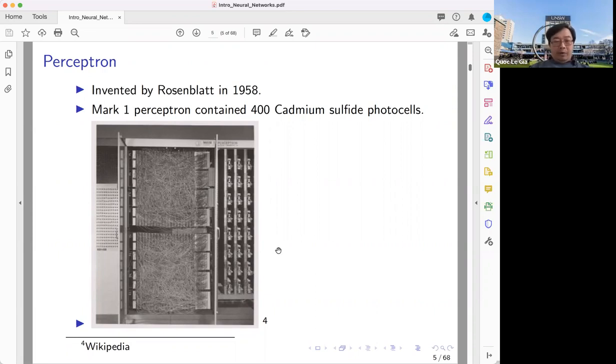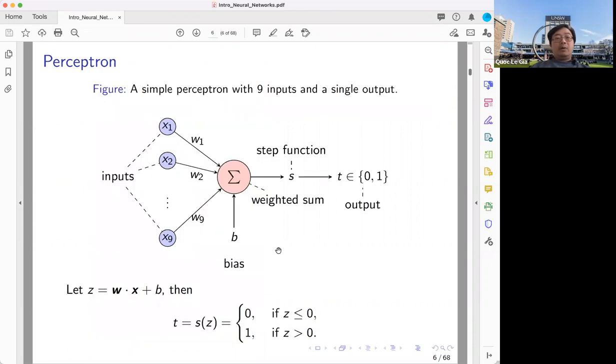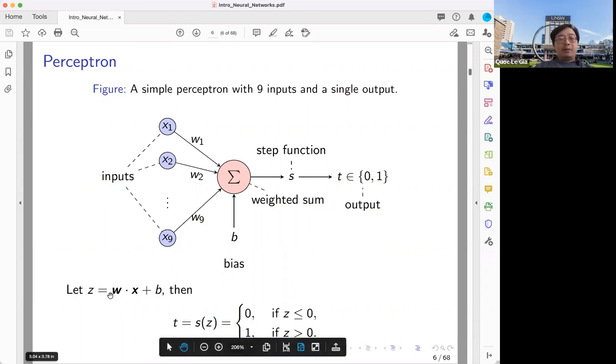But because we are not focusing on electronics, we just look at the perceptron from the view of mathematics, and essentially it can be represented by a simple diagram like this. For example, you have 9 inputs, x1 up to x9, which you can represent by a vector in R9. And then there are weights, which, like in the previous picture, can be represented by the values of the resistors. Depending on the input and the weights, there is a step function, like a switch between 0 or 1.